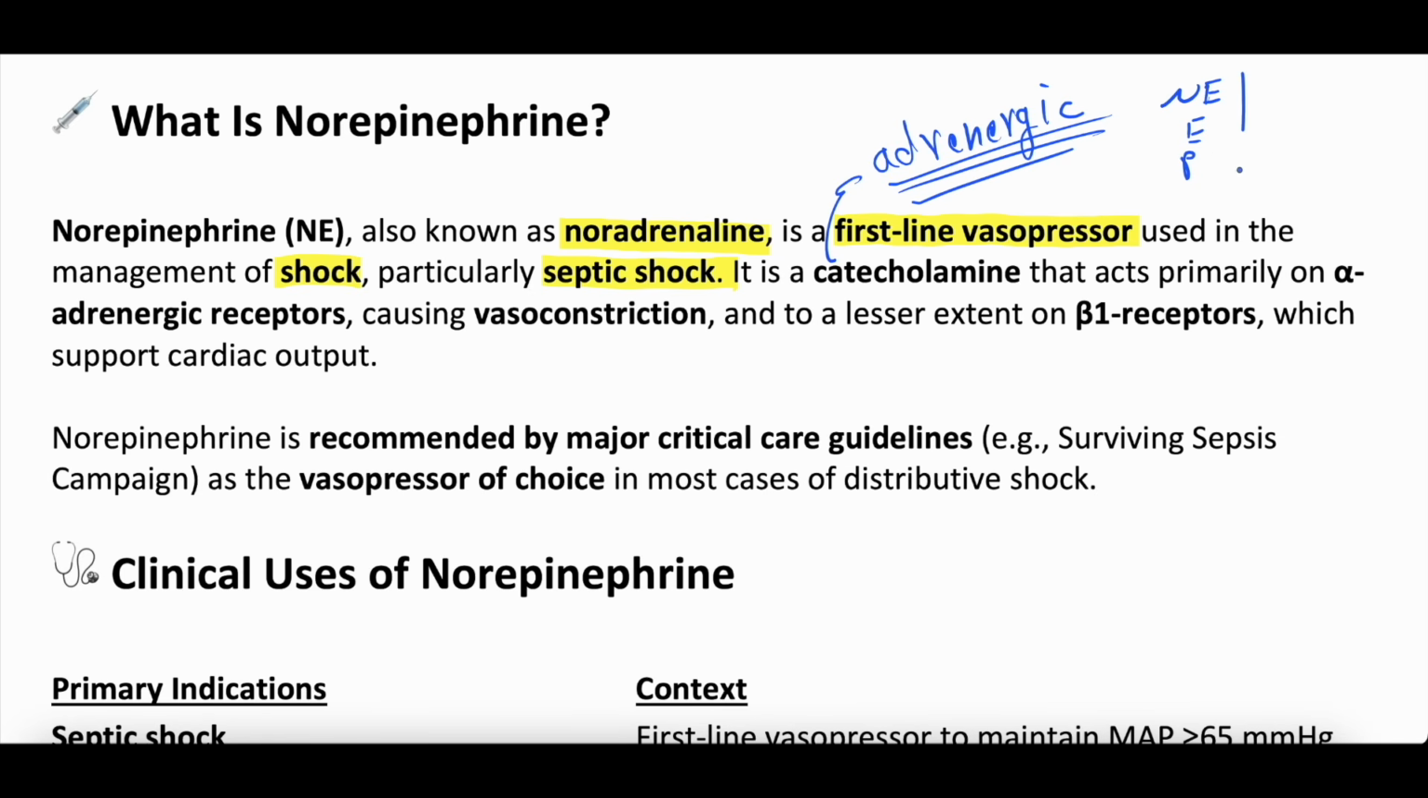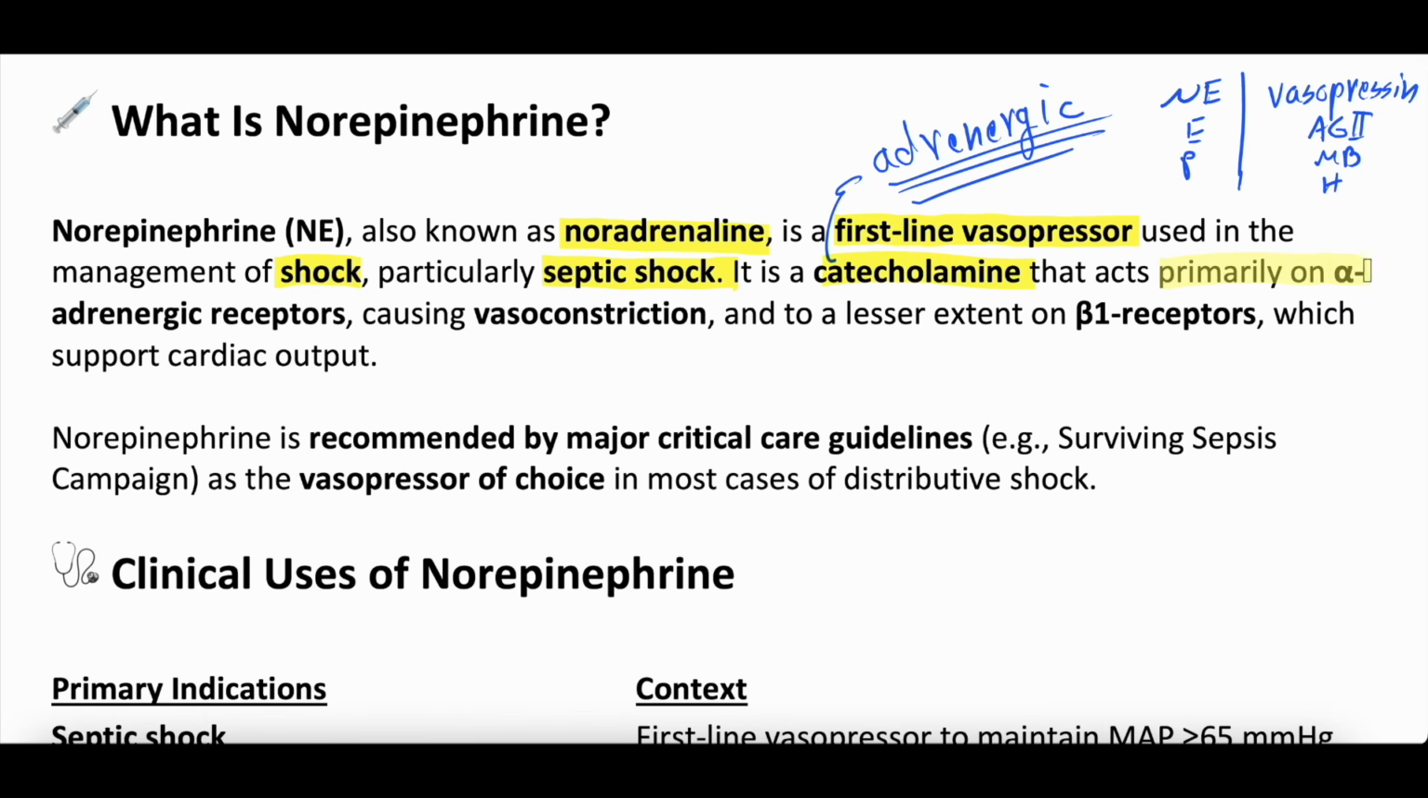But these are different than the non-adrenergic or non-catecholaminergic vasopressors. These are vasopressors that do not work on catecholamine receptors. Things like vasopressin, Angiotensin II, AG2, Methylene Blue, or Hydroxocobalamin. All these work on different pathways that are not catecholamine driven. Whereas norepinephrine, the one we're talking about today, it is a catecholamine.